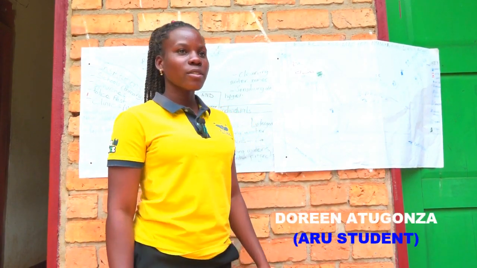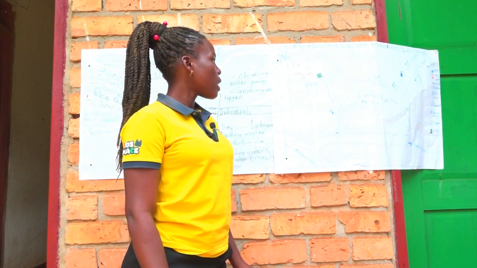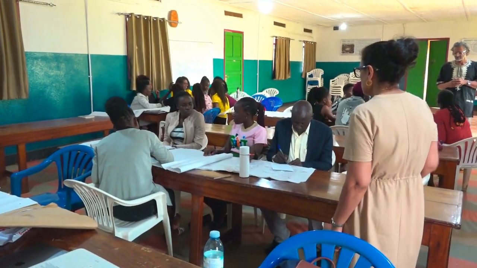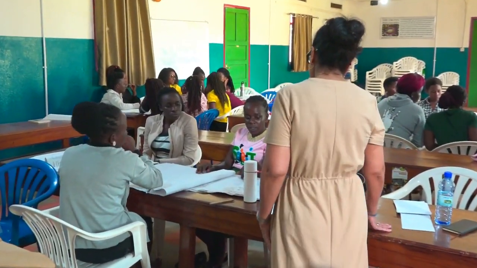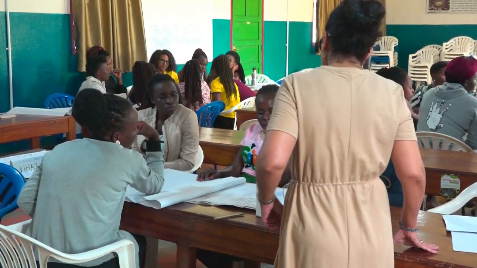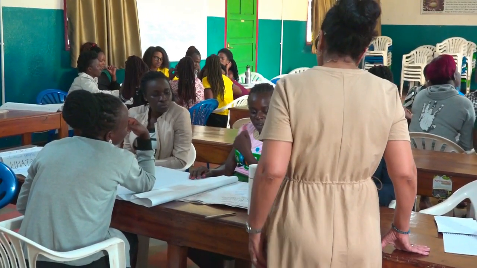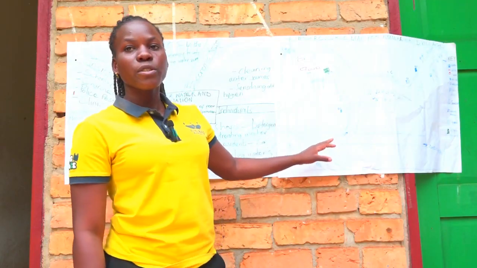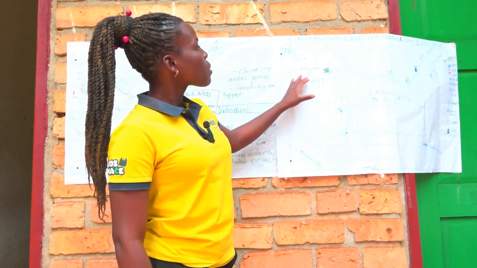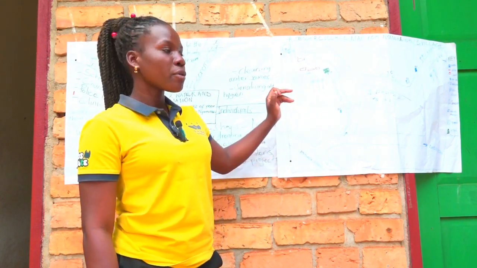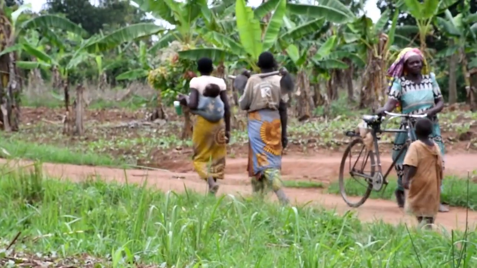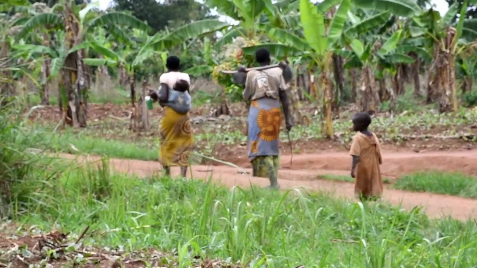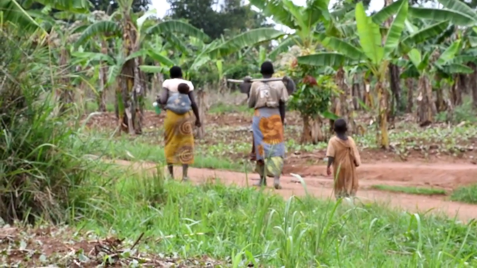My name is Atgonza Doreen. I am a student at African Royal University, and I'm so much delighted because I've been one of the participants taking part in the PROWIBO workshop about community-based participatory action research. In that workshop, we have been taught about resource mapping, whereby you go into the community and you enable the community members to map their resources to find out their strengths and weaknesses.